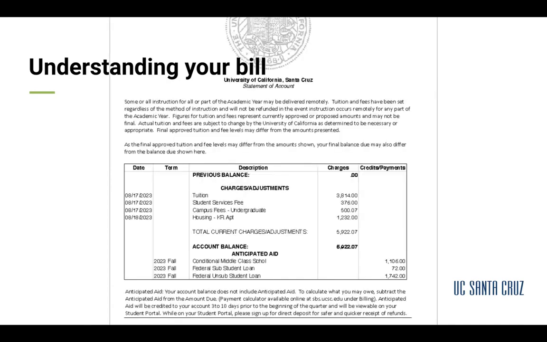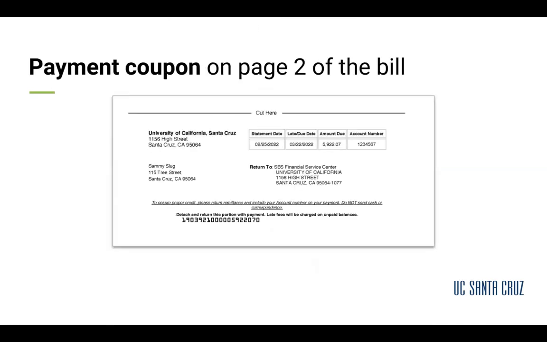Look further down the bill and you will find details about financial transactions on your student's account since the last billing statement was created. If there was a previous balance from the past bill, it will appear at the top. Next are the charges and adjustments, where you'll find details about the various fees and charges you are expected to pay, as well as amounts credited to the account and fees or charges that have been removed from the account. The account balance is the total amount owed. And if your student is receiving financial aid, you'll see details about their aid package under Anticipated Aid. Each bill has a payment coupon on the second page that you can print and include with mailed or in-person payments.